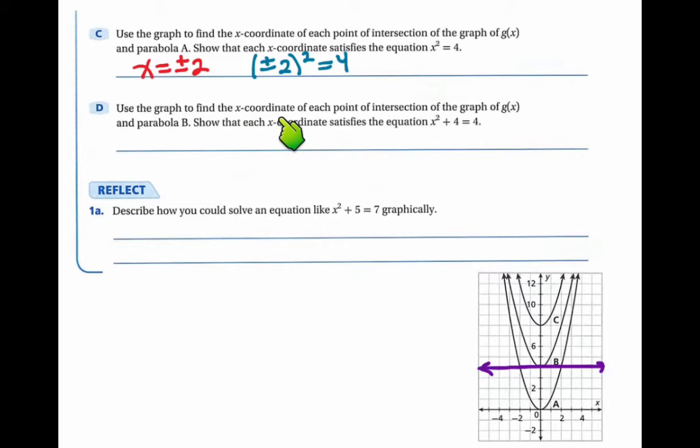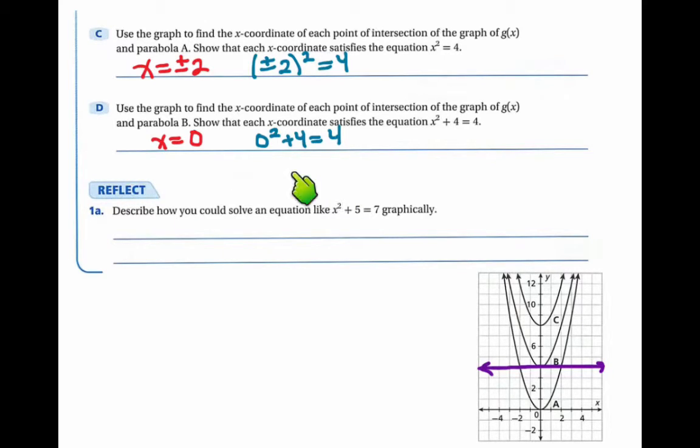And now we're going to use the graph to find the x-coordinates of each point of the graph of g of x and parabola B and show that each x-coordinate satisfies this equation. So here's parabola B. Where do they intersect? When x is 0. So x equals 0. That's the only solution that we have. And to prove that this really is a solution, we're going to plug in 0 into that. We'll have 0 squared plus 4. Does that equal 4? Yeah.